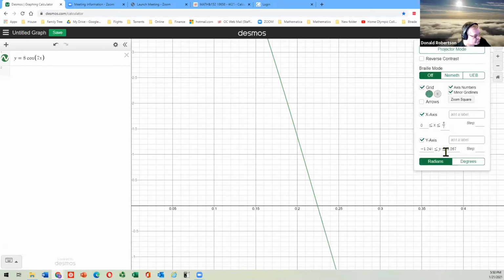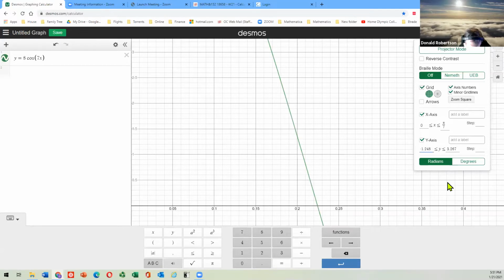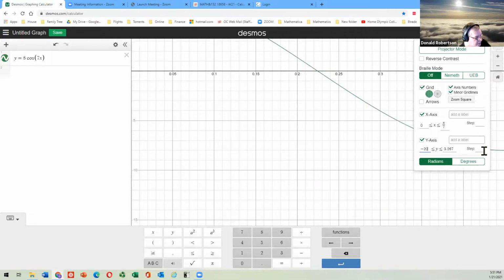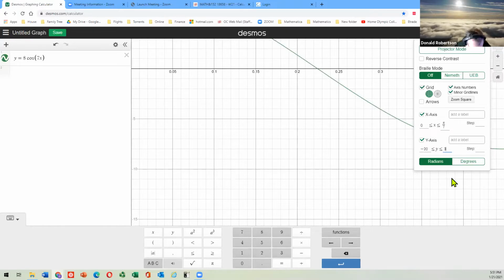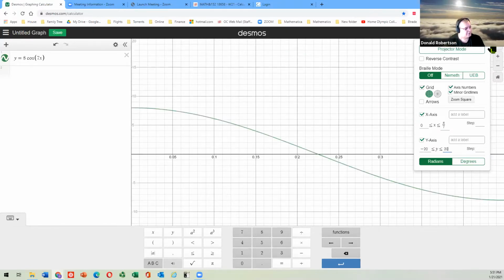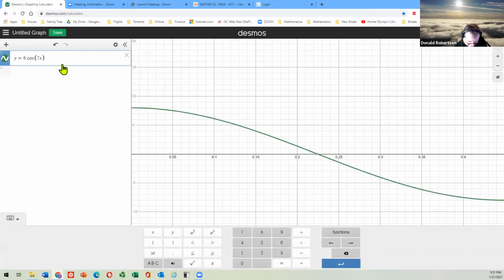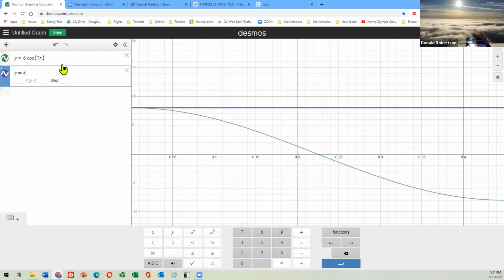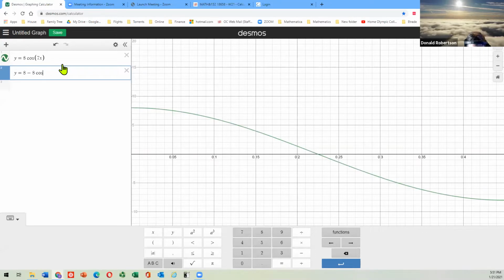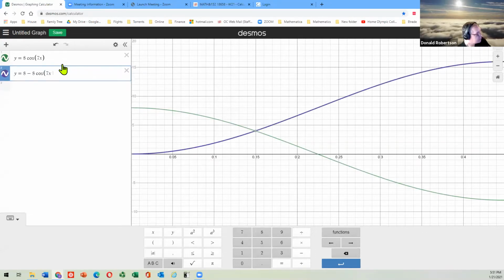I think I should look at what the y values look like. I'm going to try -20 to +20. There. That's much better, right? That's what 8 cosine 7x looks like with a window that we can use. And I might have to tweak it in a minute. And the next guy is going to be y equals 8 take away 8 cosine 7x. Hey, perfect.